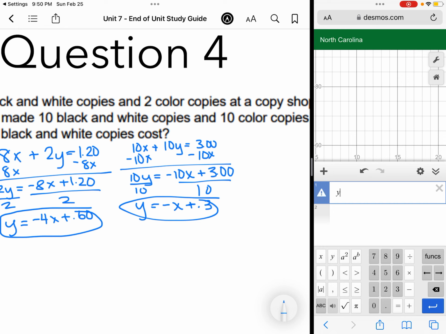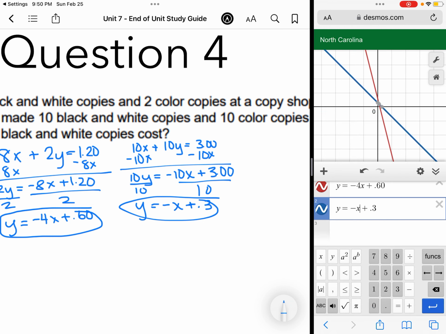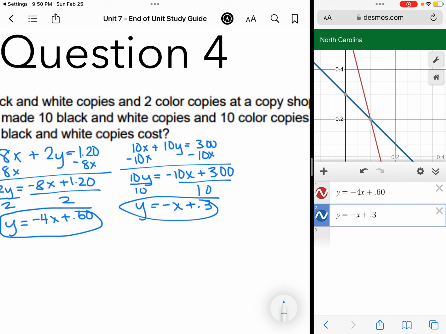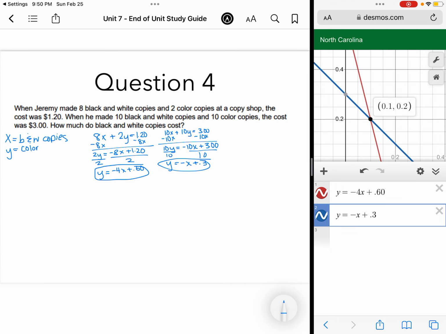So y equals negative 4x plus 0.60. And then I've got y equals negative x plus 0.3. Oops. All right, I'm going to hit the house. Just kind of bring everything back. Oh, I didn't put an x in. And I get, let's see if I can make that any bigger.